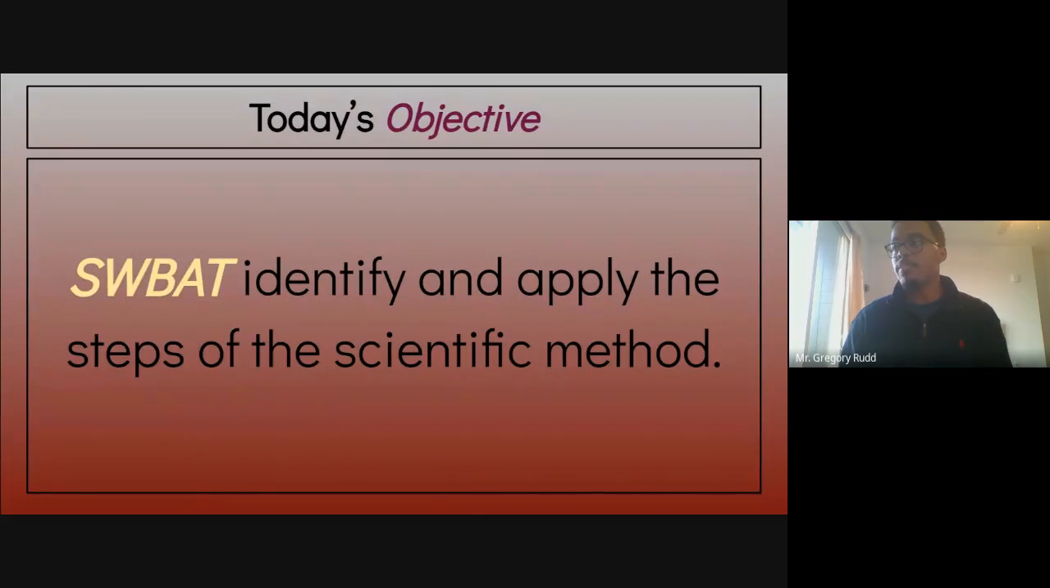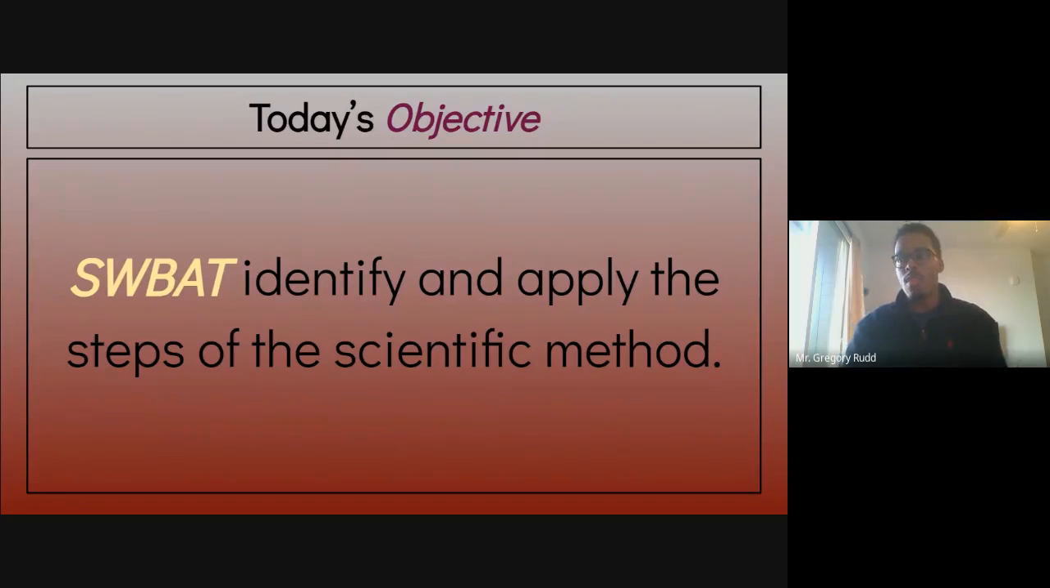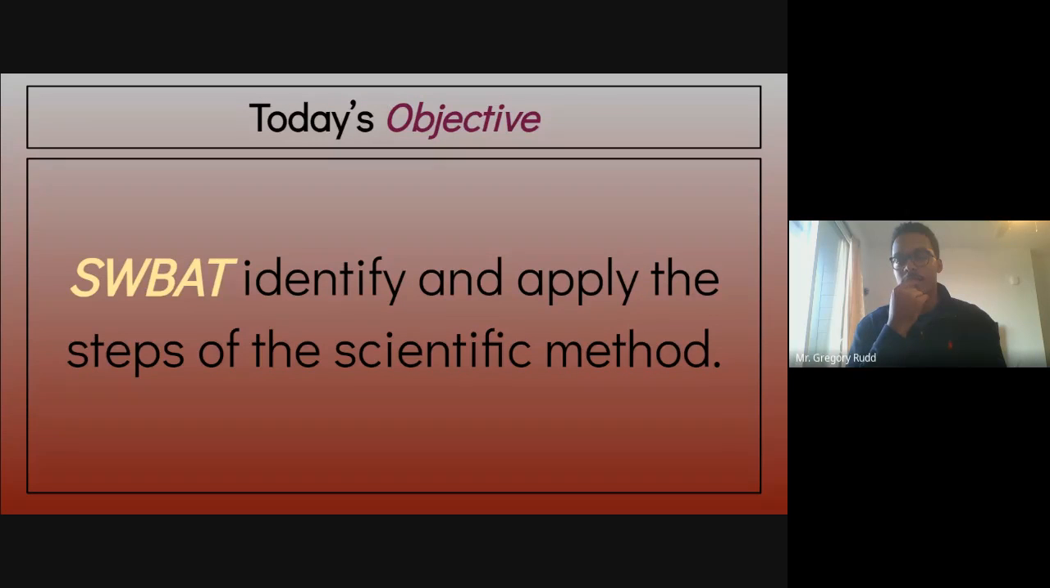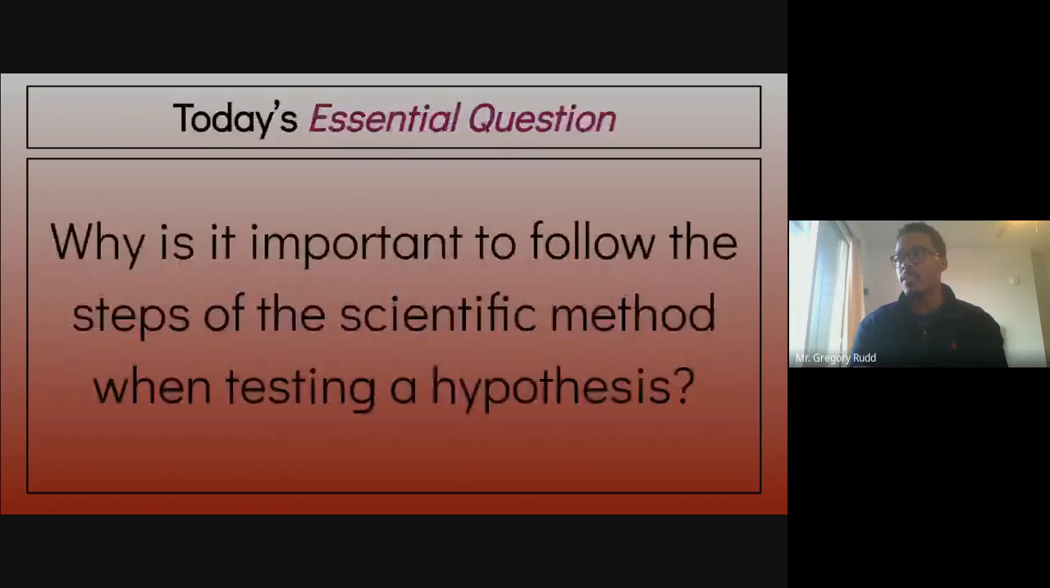So today's objective, remember the acronym SWBAT stands for students will be able to. Would anybody like to read the objective for the day? Students will be. Go ahead, Kathy. I could go. Okay, I'll go. Students will be able to identify and apply the steps of the scientific method. Excellent, thank you. And then the essential question.